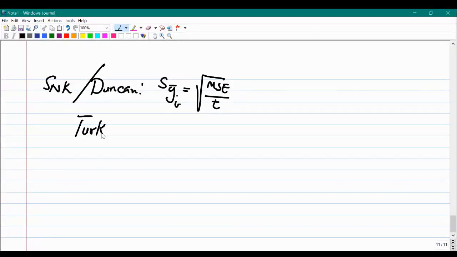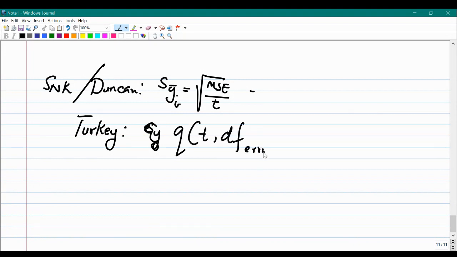Tukey. But we will do it on Friday. So on Friday we're meeting, guys, because we lost the class yesterday. This is also applicable for Tukey, let me write it. Q, T, degrees of freedom of error, multiplied by the square root of MSE over T. I thank you.